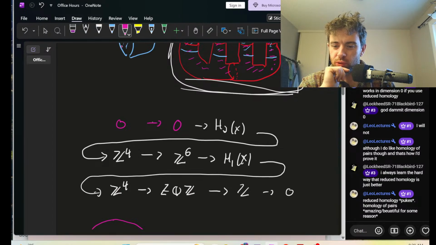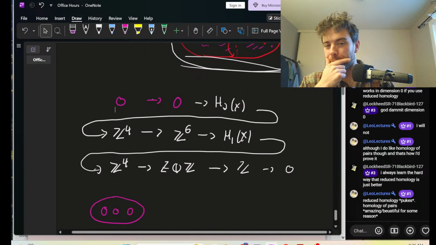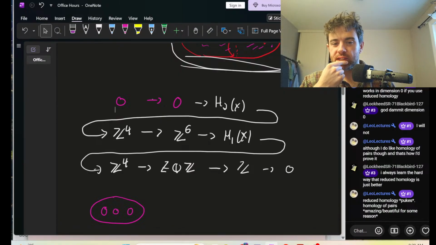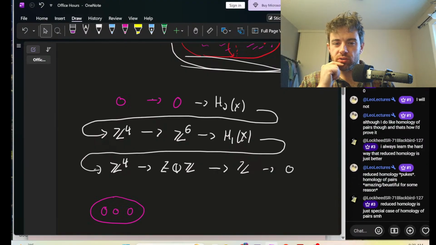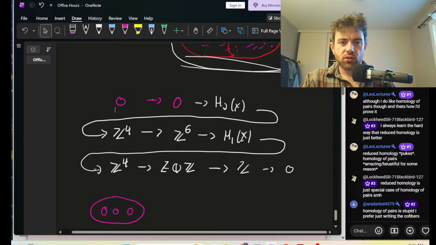Reduced homology, homology of pairs. Amazing, beautiful for some reason. Okay. Right, so I see. So, I mean, H2 does inject. H2 does inject. Reduced homology. Yeah.